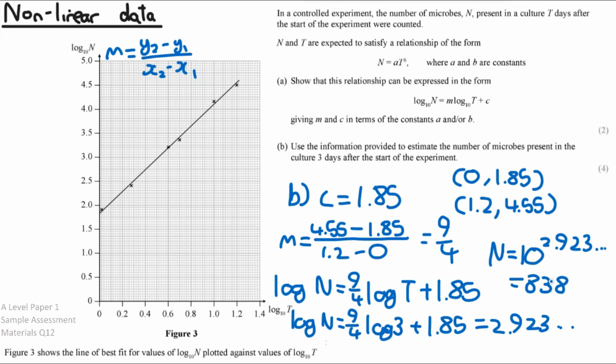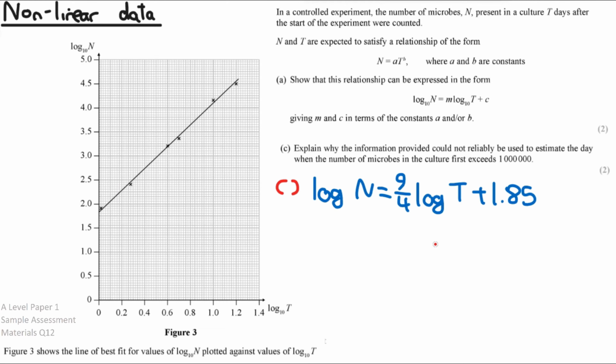So for part C, we need to show why it's unreliable to use this model to predict when the number of microbes is going to be 1 million. So this means that n is equal to 1 million.